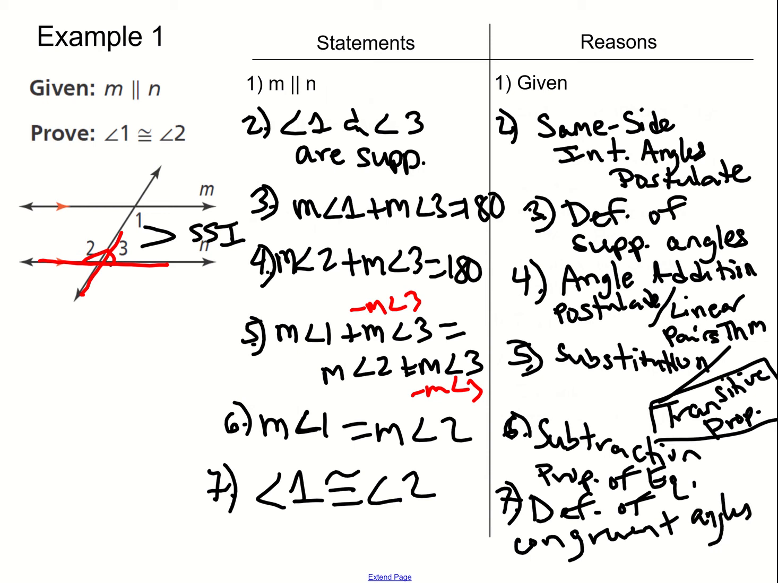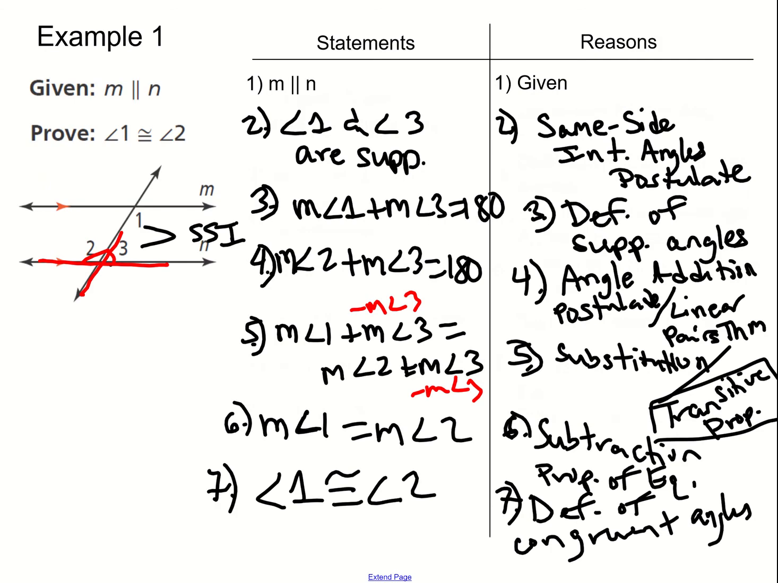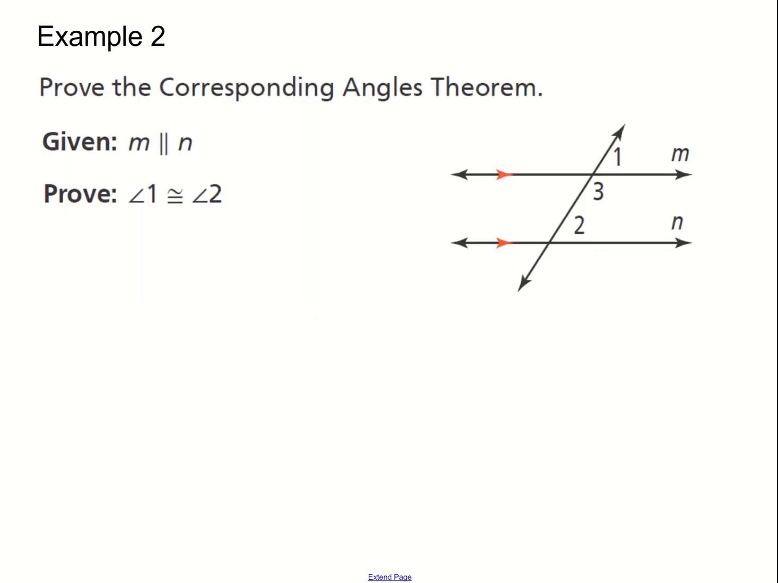All right, and that concludes our proof of the theorem that we were looking at, which was the alternate interior angles theorem. So now let's look at the other theorem, the corresponding angles theorem. So how do we go about proving this?